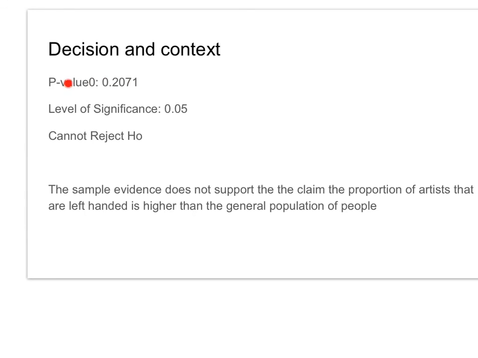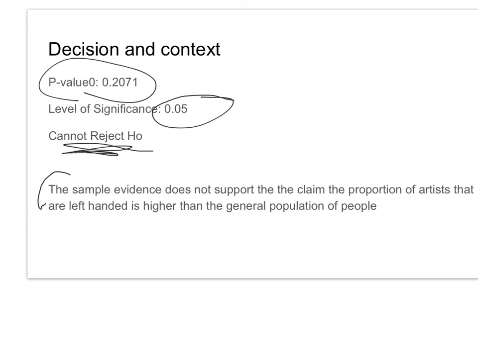So then we're going to look at the p-value. We're going to compare it to our level of significance. Remember, this has to be smaller than this in order to reject H0. So since it's not, we can't reject H0. This is not a rare event. And then you want to use that flowchart that I gave you earlier in the other one. The sample evidence doesn't support the claim that left-handed people among artists are higher. I'm not wording that quite right, but you can read it. Okay? So that's a test of significance for the proportions.